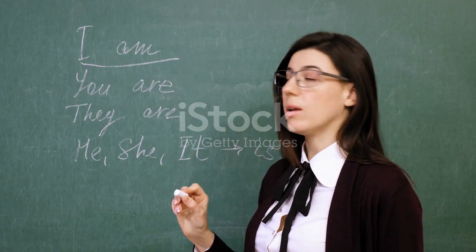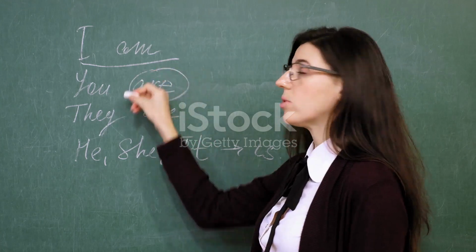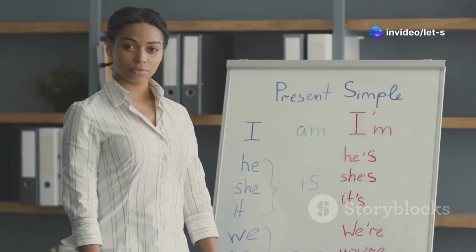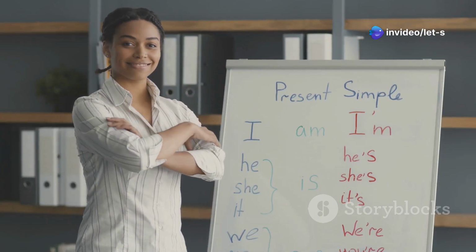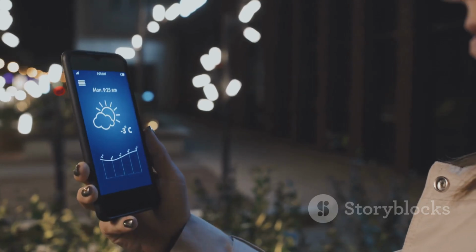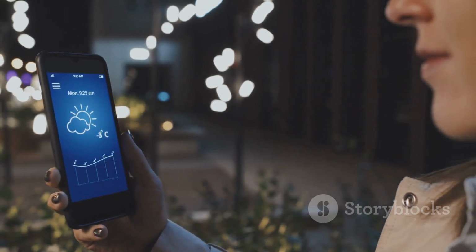The first conditional is used to talk about possible future events and their consequences. It's used when something is likely to happen, not just a possibility. The structure is as follows: if plus present simple, will plus base verb. For example, if it rains tomorrow, I will stay home. She will be happy if she passes the exam.